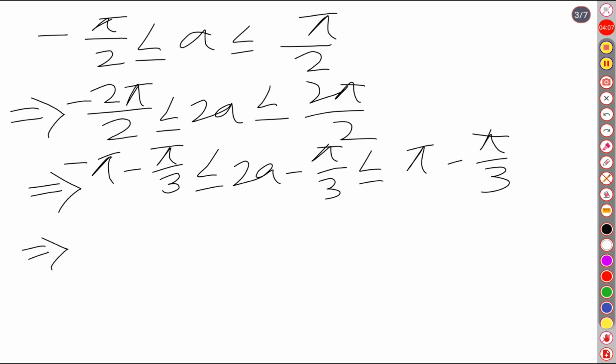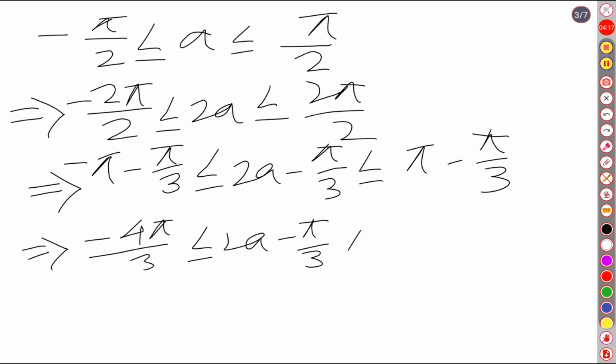So ultimately, what are we going to get? It is negative 3 pi and 1 pi. So negative 4 pi over 3 up to twice alpha minus pi over 3, then it is 3 pi minus 1 pi, means 2 pi over 3. Well, if we convert it into degrees, look, this is not part of your solution, it's actually for our own convenience. If we know the domain well, then we can find the solution precisely. Otherwise, we will have to apply a trial and error method.